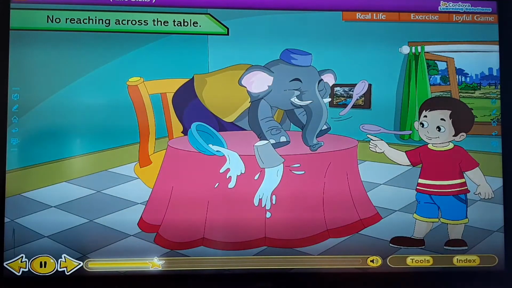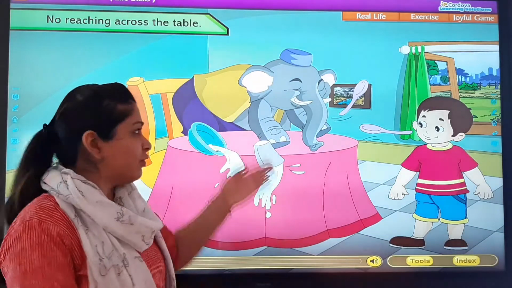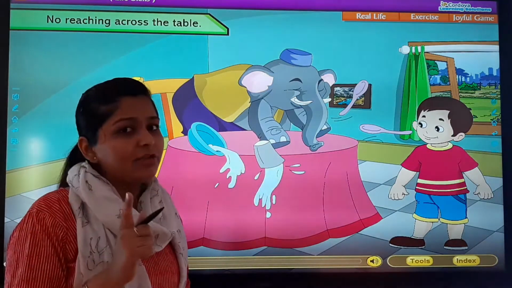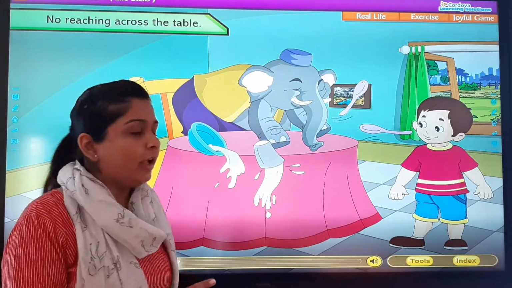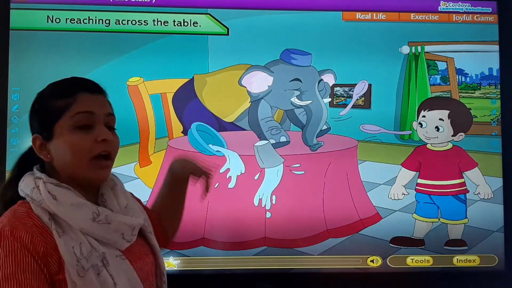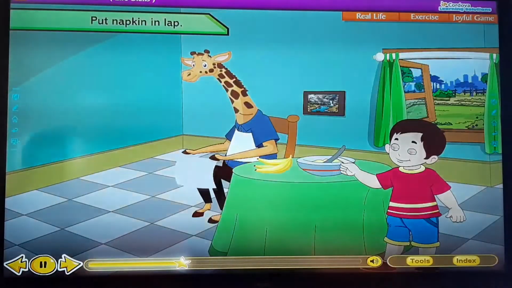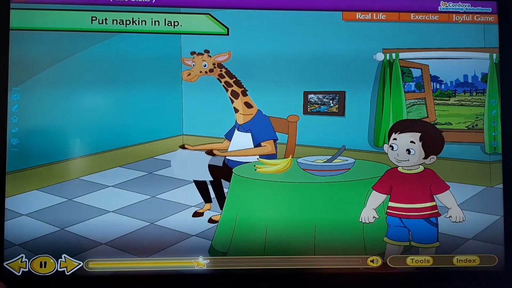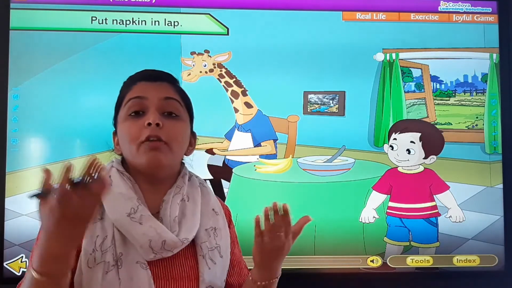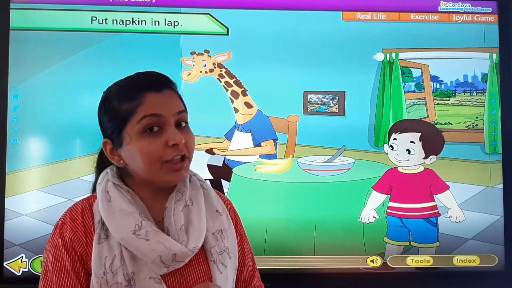No reaching across the table. No reaching across the table means it is a small elephant reaching to the other side of the table, we should not do that, it is a bad thing. You should learn that we should not do such things, it is wrong. So, no reaching across the table. Put napkin in lap. As we are small children, we should always put napkins in our lap. Okay, understood?